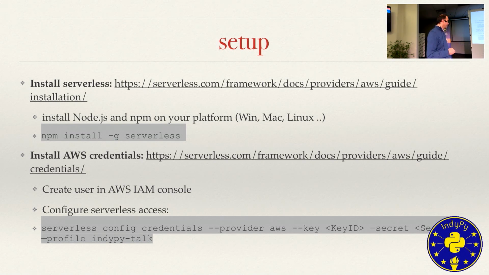Then I configure the serverless access one time from the command line, and I create a profile. In my case, all the credentials are going to be hidden, and they are going to be under IndyPy talk as the profile name. So in my code, I won't be using my credentials for Amazon directly. I'll just be using a reference, and it's all taken care of. You may use a different way to protect those credentials on your clients, but definitely you'll not see it anywhere in your code.